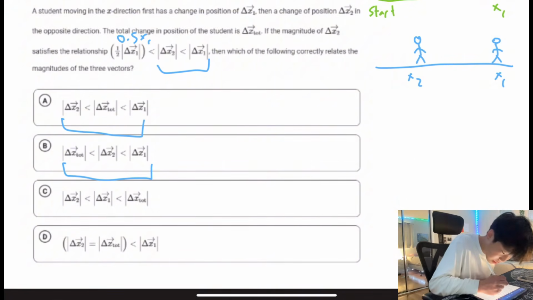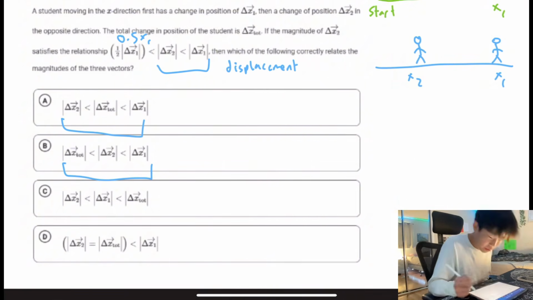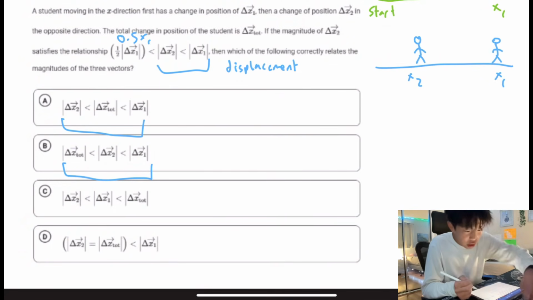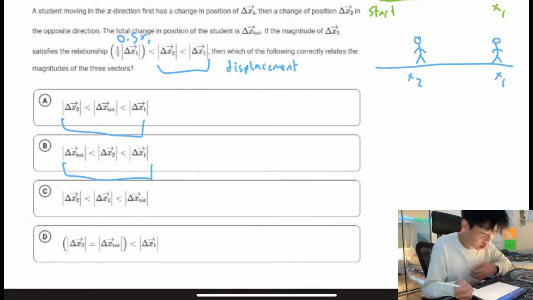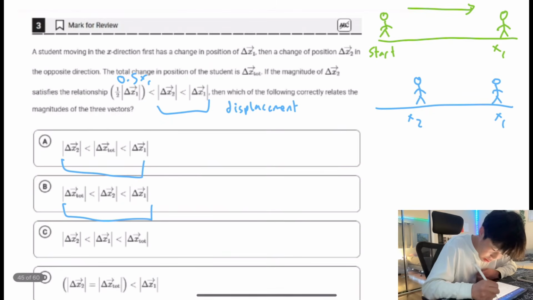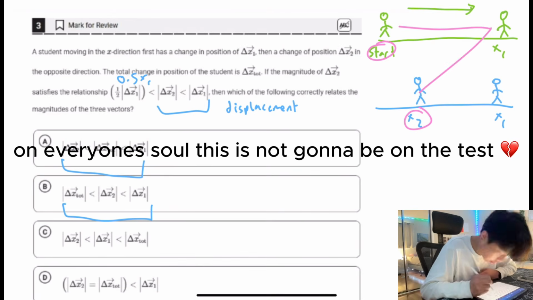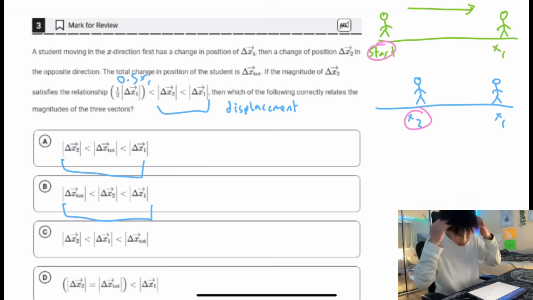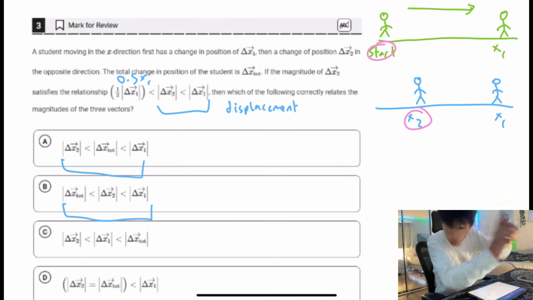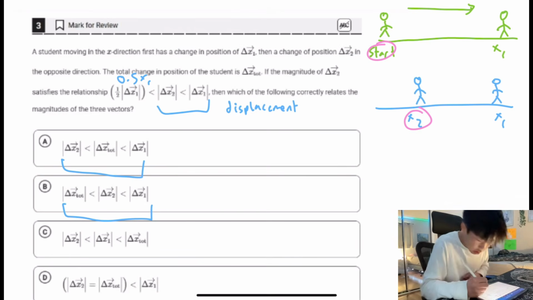So what is displacement? If you run in a circle, the displacement is 0, right, guys? So the displacement is actually the distance from this start point to the end, x2. It's not the distance from here to there and back. It's just from the start to the end, right here. And look at that, it's such a small distance from the start to the end.